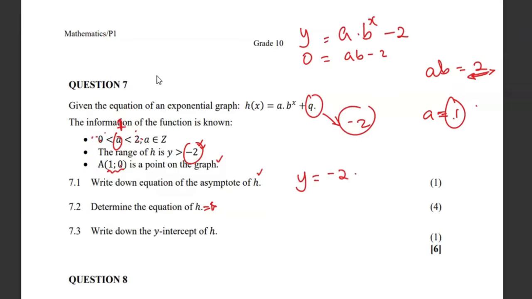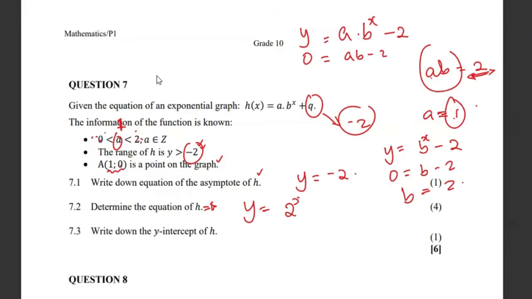So I'll say A is 1, meaning that y is equal to 1 multiplied by b to the x minus 2. I think I can now do the substitution and apply the 0 and the 1 part. So 0 is b minus 2, meaning that b is going to be 2 from here. If our a is 1, then b is 2. So the equation is going to be y equals 1 times 2 to the x minus 2.